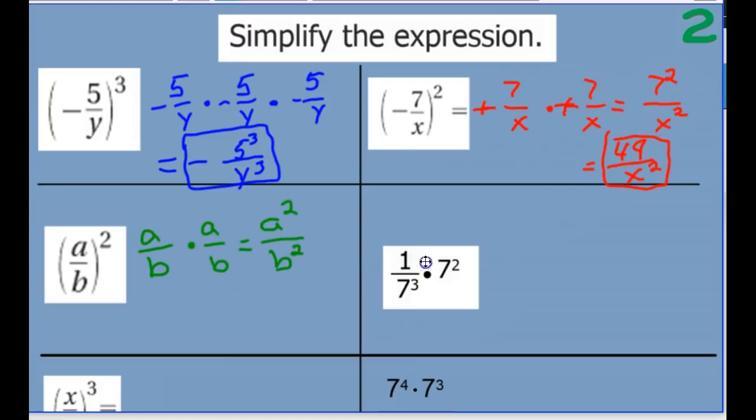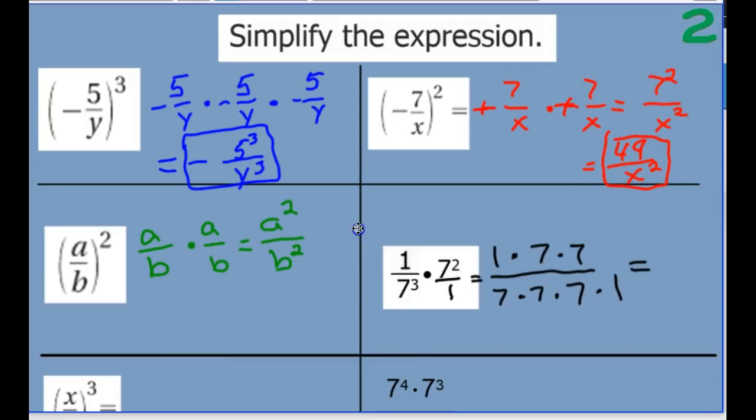Here we have another fraction. So we need to make our other number into a fraction as well. We have 1 times 7 squared. So we have 1 times 7 times 7. We have 2 7s. Then on the bottom we have 7 times 7 times 7, because we have 3 7s here, times 1.